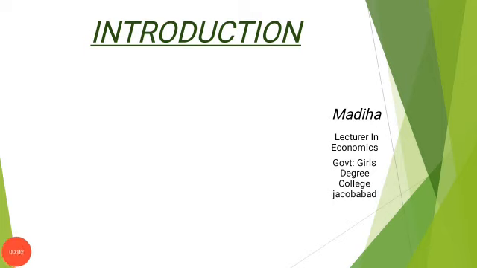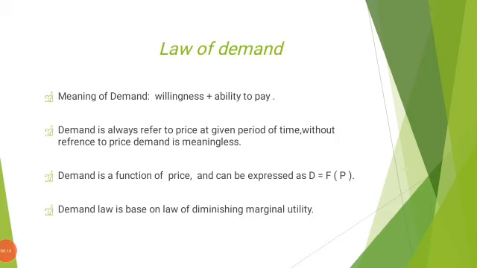Today my topic is the law of demand from microeconomics. First of all, it is very important to distinguish between demand and desire. Desire simply refers to the wish of a person to have a particular commodity, and demand refers to desire backed by the ability and willingness to pay for a particular commodity. This is the main difference.